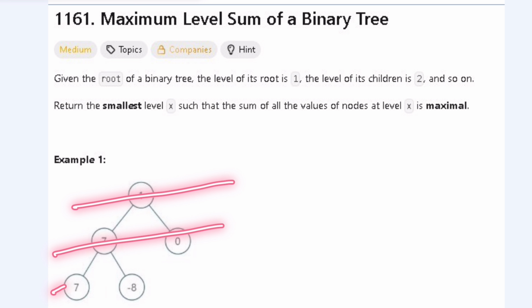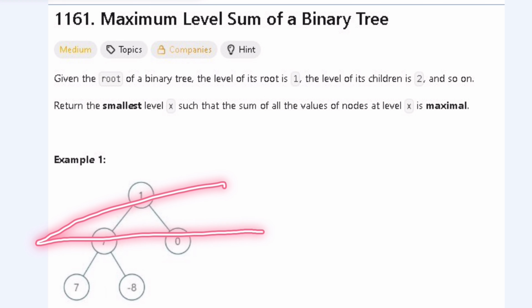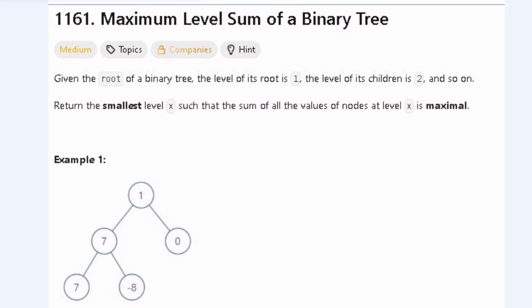This is level 1, level 2, level 3. We can say level 0, level 1, level 2 also. So we have to go level by level and find the sum, which means we have to traverse in the breadth first search way. Very first we will go to the first level, then the second level, then the third level, and then we'll find the result. It says we are given the root of a tree. The level of the root is 1 and the level of the children is 2 and so on. So level 1, level 2, level 3, like that.